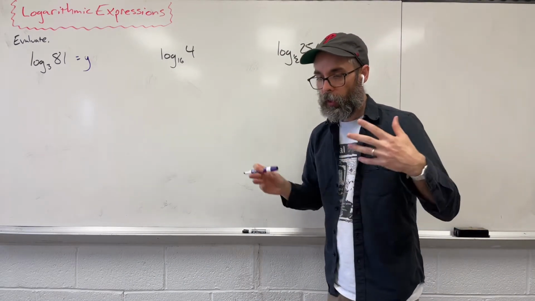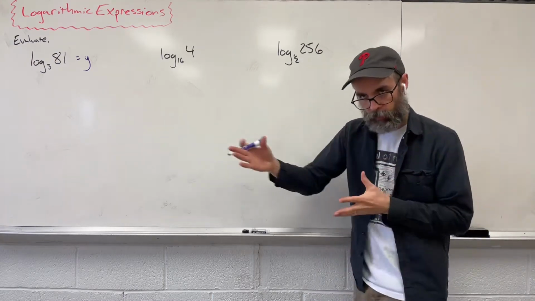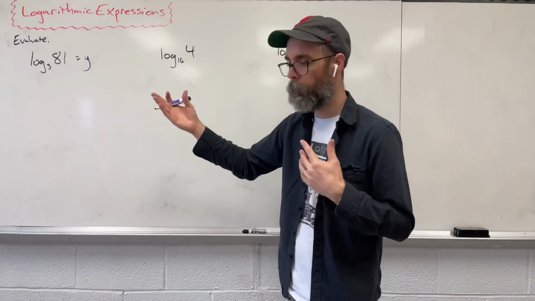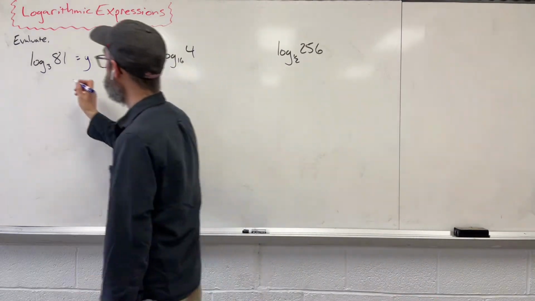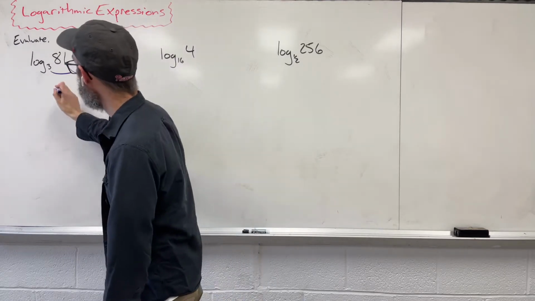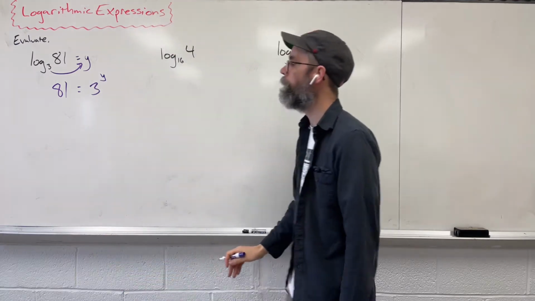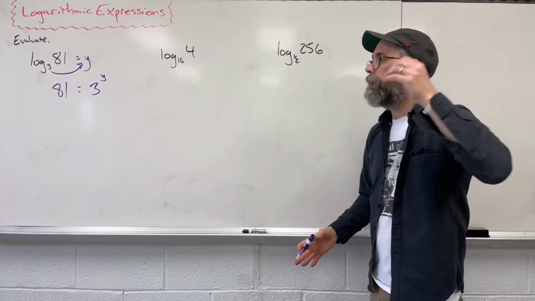Now, our rules of logs say we're allowed to do these shifts of going from logarithmic mode to exponential mode. That's what we're going to do right here. I'm going to take this 3, I'm going to move it, rewriting my problem as 81 equals 3 to the y power. So our exponent's now up in the sky.